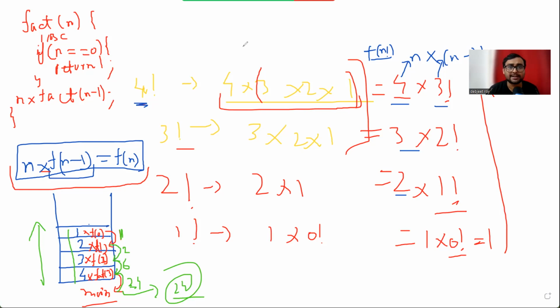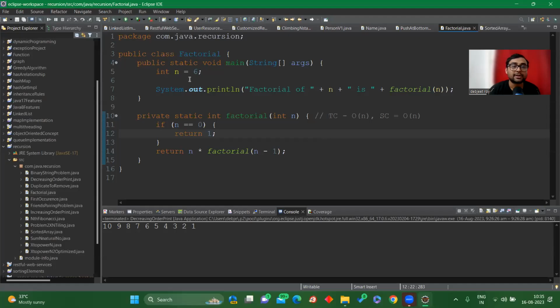Now let's go through the code and let's see how it is working. So I will share my screen now. So I hope you can see my screen. So here I've considered n as 6. So here I'm calculating the factorial with factorial of n. So if n equal to 0, that means it has hit its base condition. So it will return me 1.